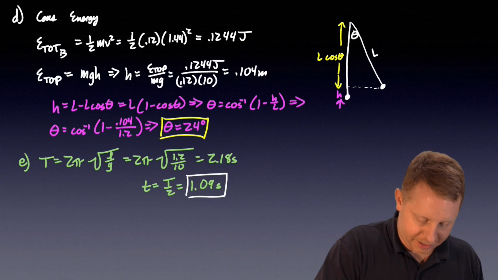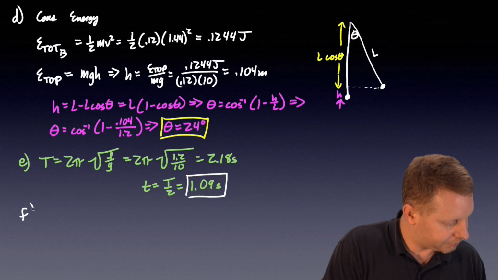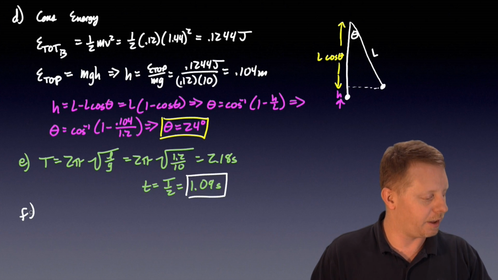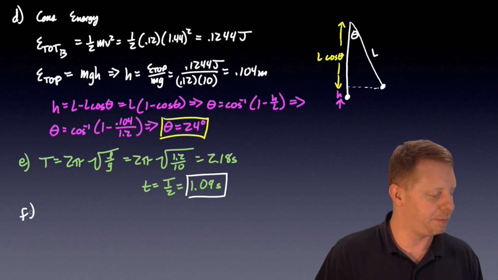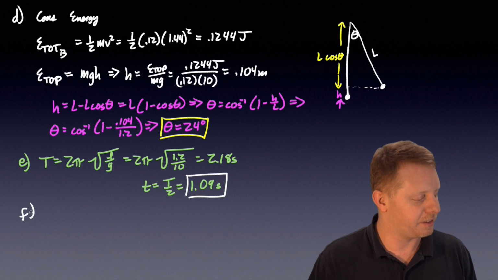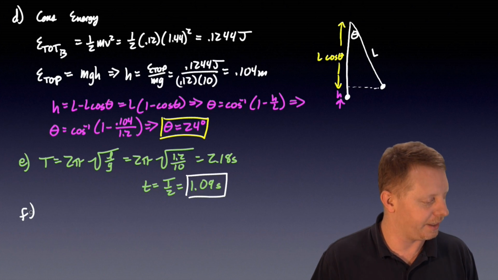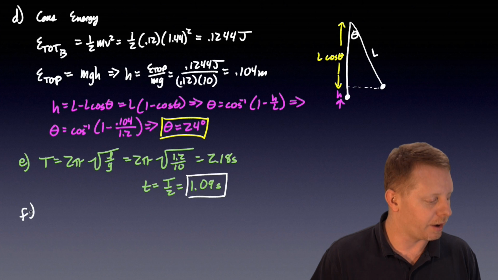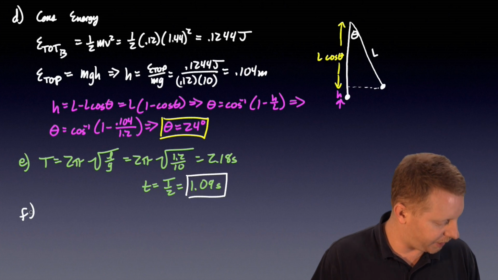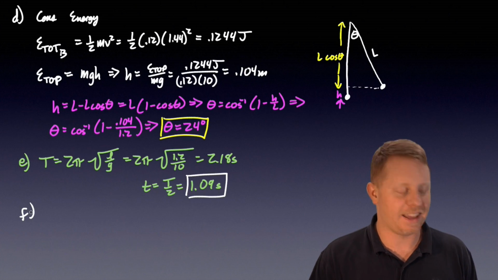All right, let's take a look here at F. In a second experiment, a dart with more mass is launched at the same speed and angle. It collides with and sticks to the same wooden block. Would the angle theta that the dart and block swing to increase, decrease, or stay the same? Well, I would say that angle is going to increase.